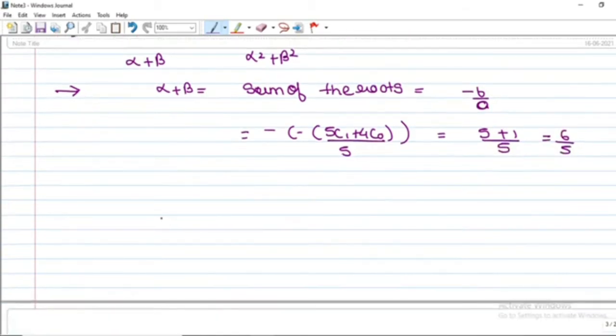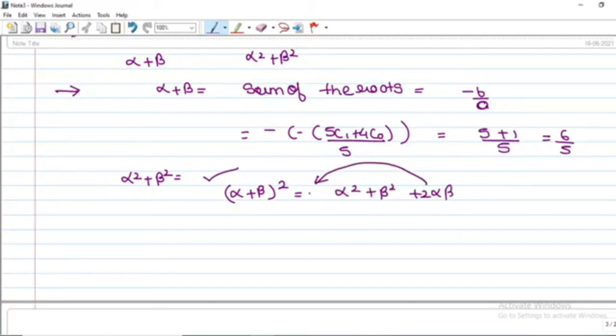Now to find alpha square plus beta square, it is very simple. You just need to remember this trick which we use in quadratic equations. Alpha plus beta the whole square is alpha square plus beta square plus 2 alpha beta. Shift this to the left hand side, and what you get is alpha square plus beta square equals alpha plus beta the whole square minus 2 alpha beta. Hope you have understood this very important thing.